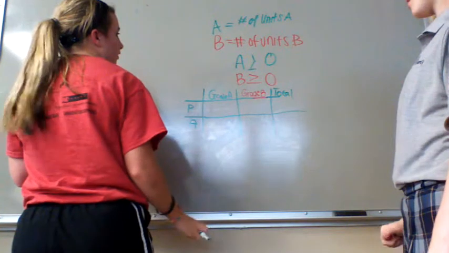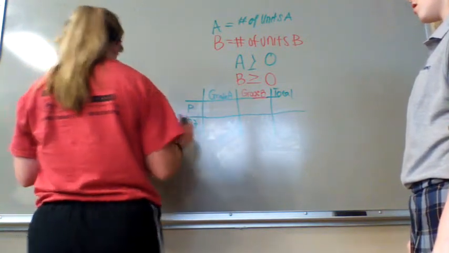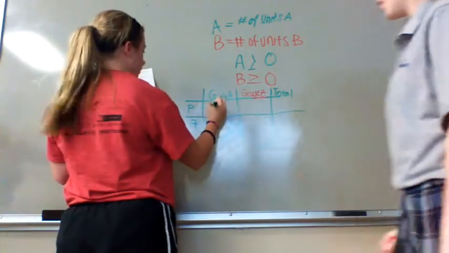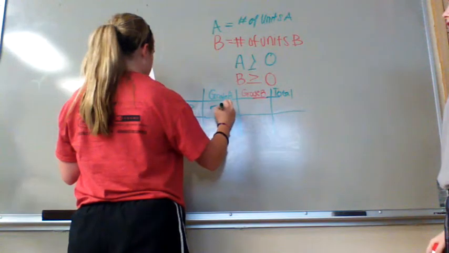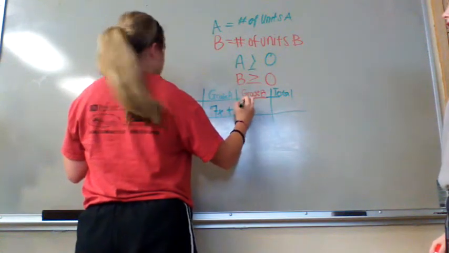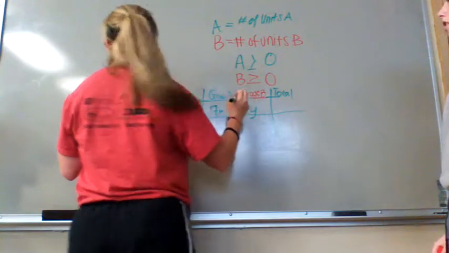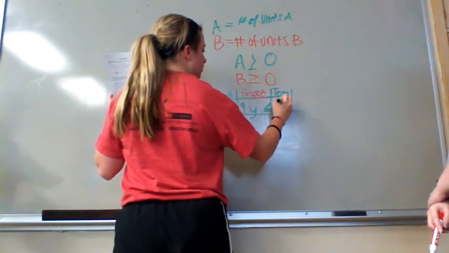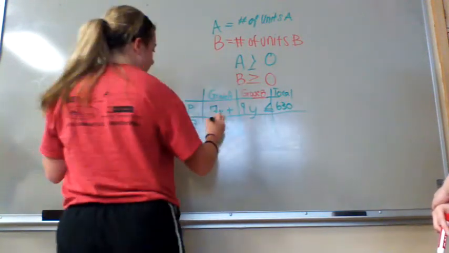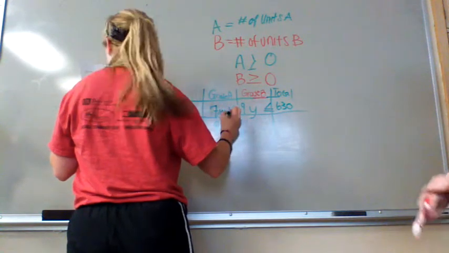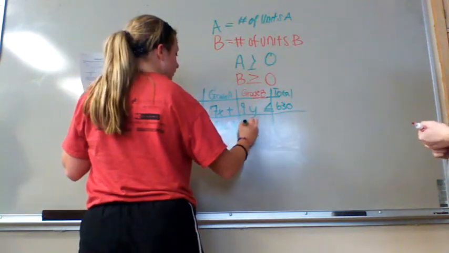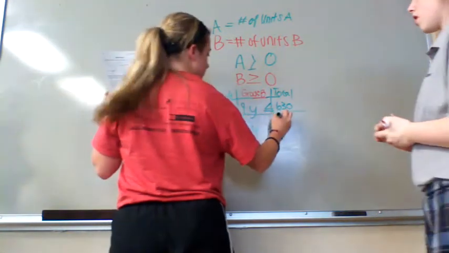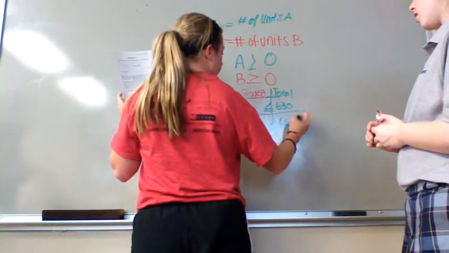So our equation, did we talk about the equation? Yeah. Okay, our equation is 7x plus 9y is less than or equal to 630, and 8x plus 8y is less than or equal to 640.